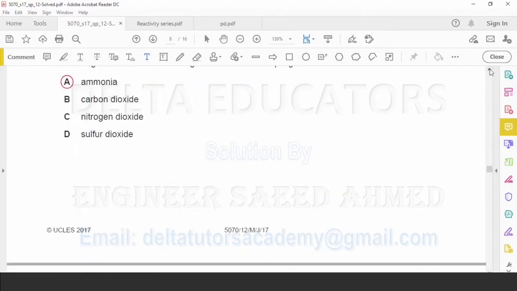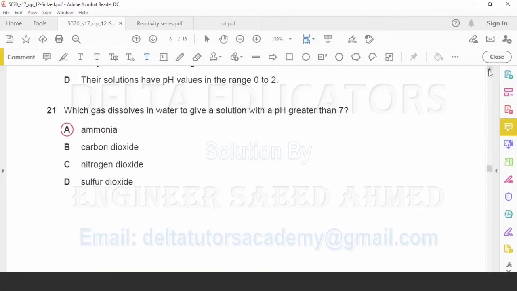Question number 21. Which gas dissolves in water to give a solution with a pH greater than 7? pH greater than 7 means the solution is alkaline. Now we check the options. Option A, ammonia, B, carbon dioxide, C, nitrogen dioxide, D, sulfur dioxide.